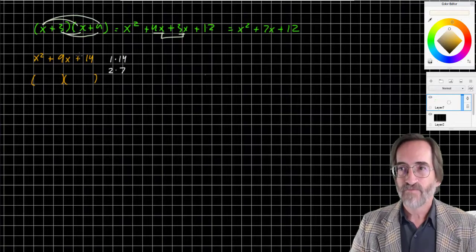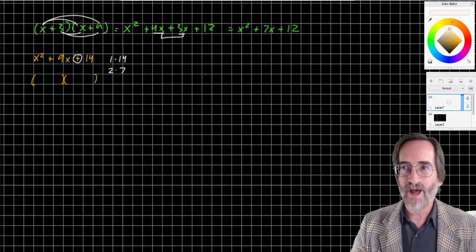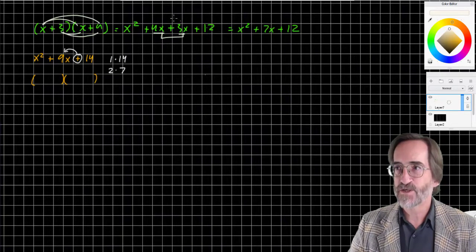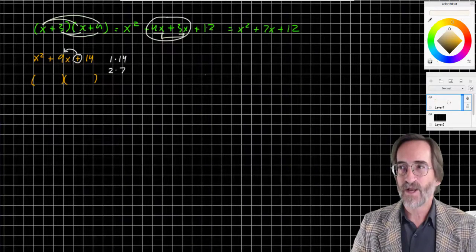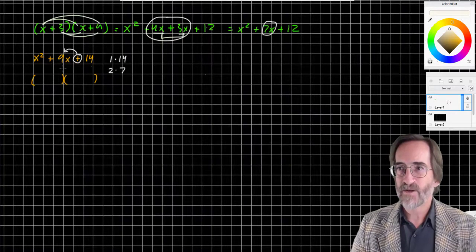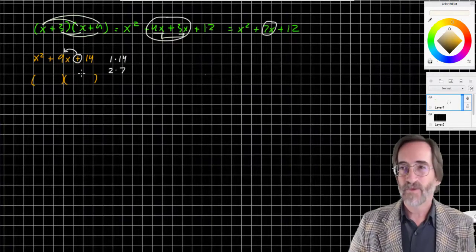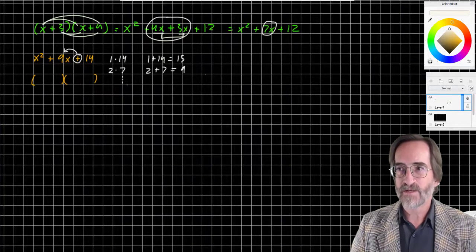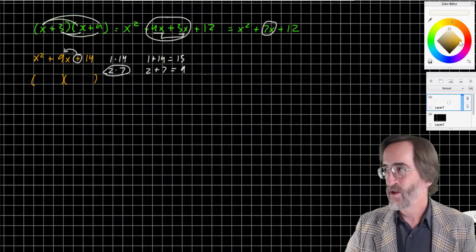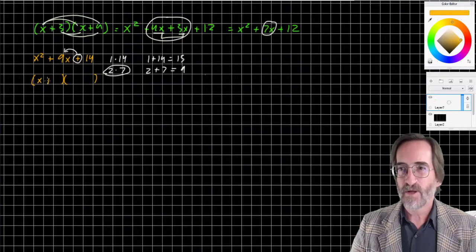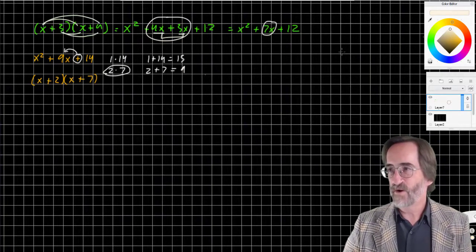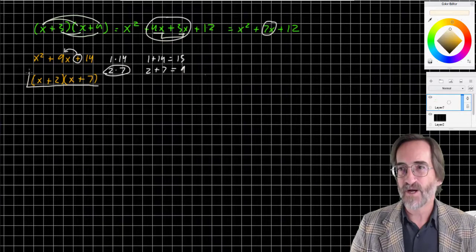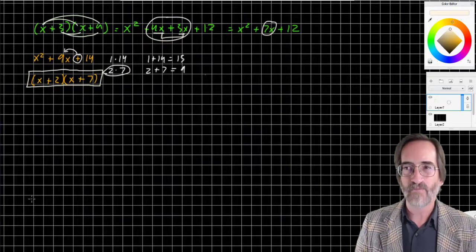Now, here's what I think. Think of factors of 14 that add to make 9, because remember this addition we did up here. These numbers added to make 7. I need factors that add to make 9. Well, 1 plus 14, that's 15, so it's not that. 2 plus 7, that's 9. So 2 and 7 are the ones I need. So I'm going to write x plus 2 and x plus 7. Now I could multiply this out and verify that it does come out to x squared plus 9x plus 14. That would be a way to check my work.